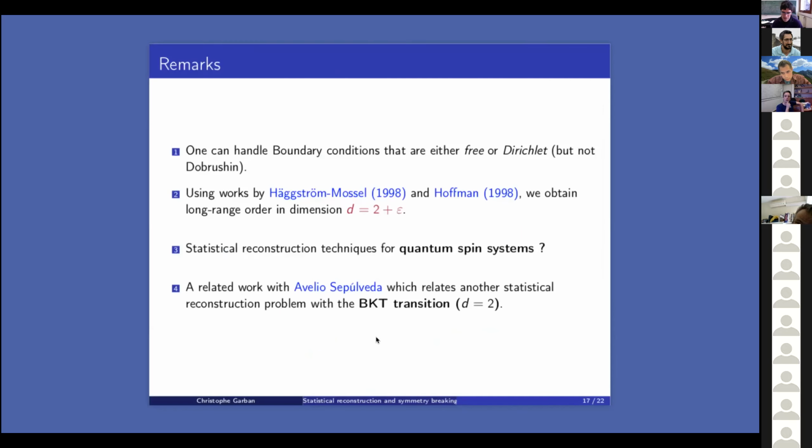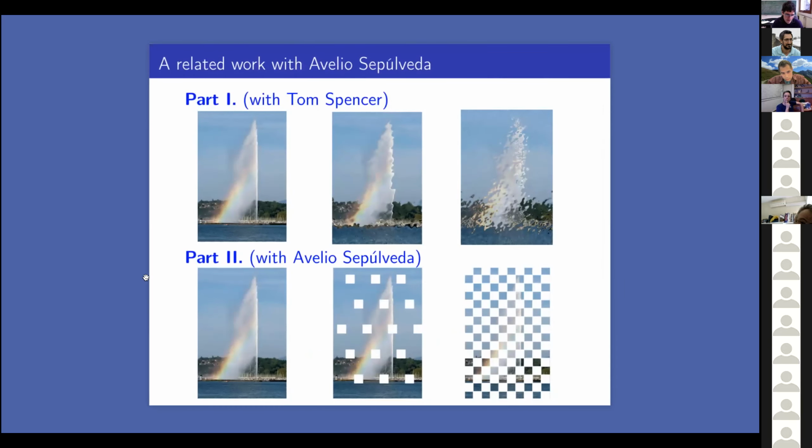I'll end on this picture. Okay, I don't have time for this, but I'll end on this picture. This was a picture I did for the ICMP this summer in Geneva. And I wanted to highlight this use of statistical reconstruction that I explained to you.